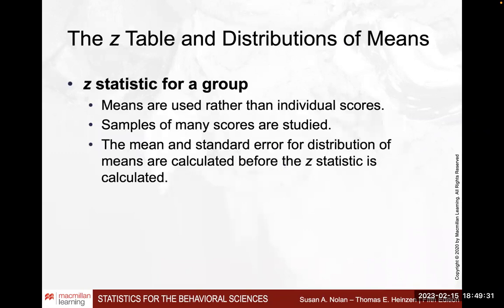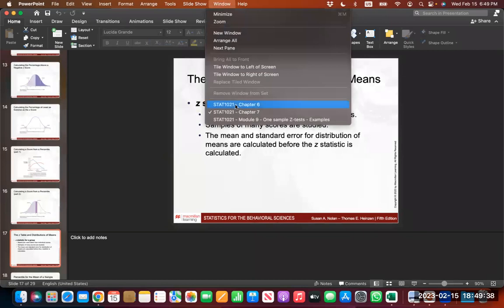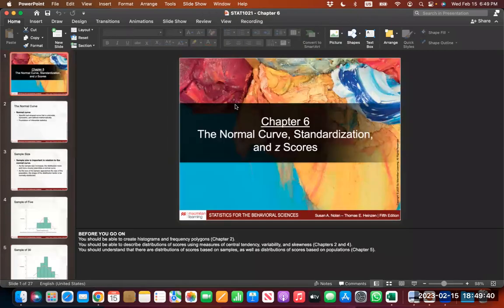So now, when we're coming to the distribution of means, I want to go back to our slides from last time, because the central limit theorem that we discussed last time requires a little bit more thought here.